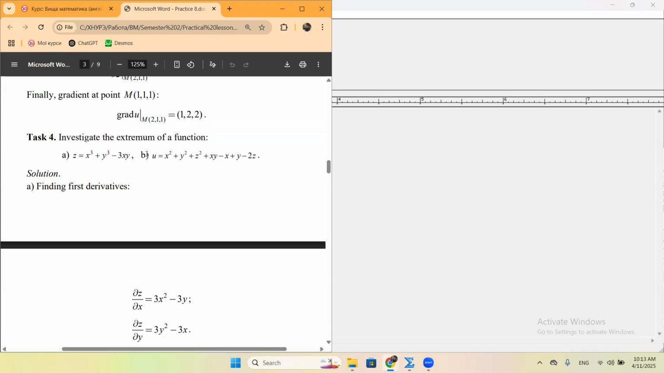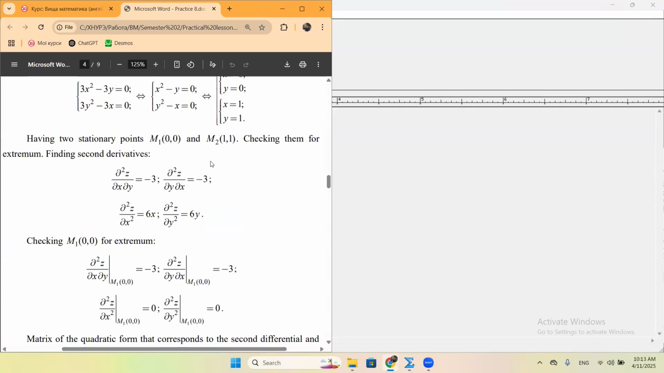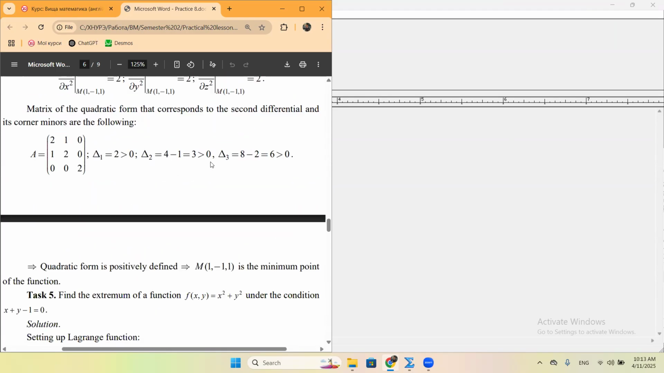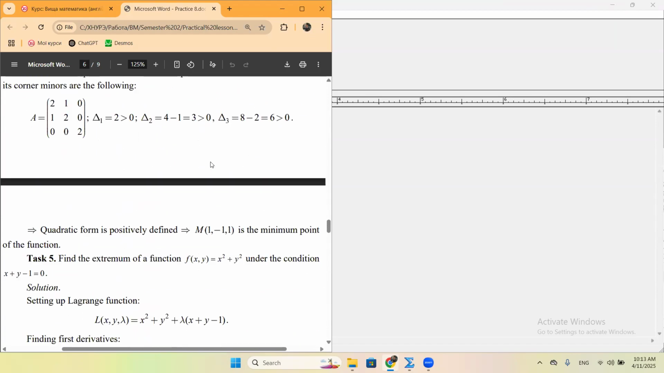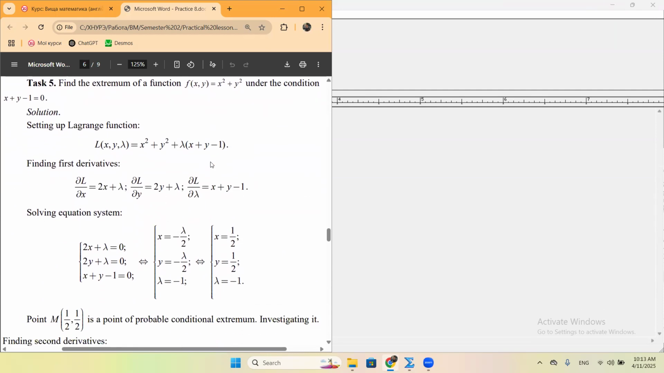B will be for your homework. Here is the function of 3 variables. Actually, the stuff is analogical, but you will have to perform more actions. But anyway, nothing strange for you. Just the matrix is bigger. And now we will have to find the extremum of the following function.